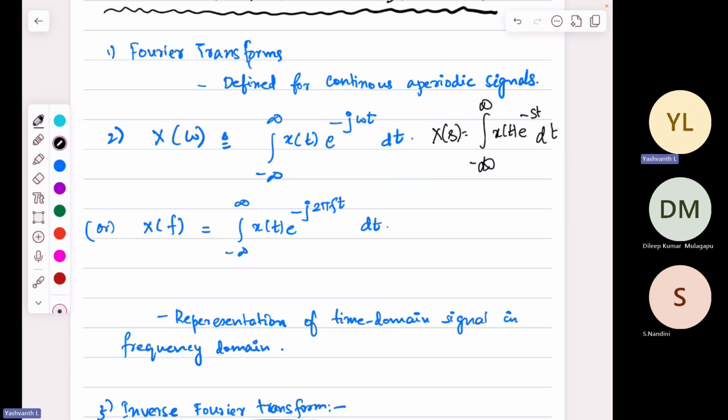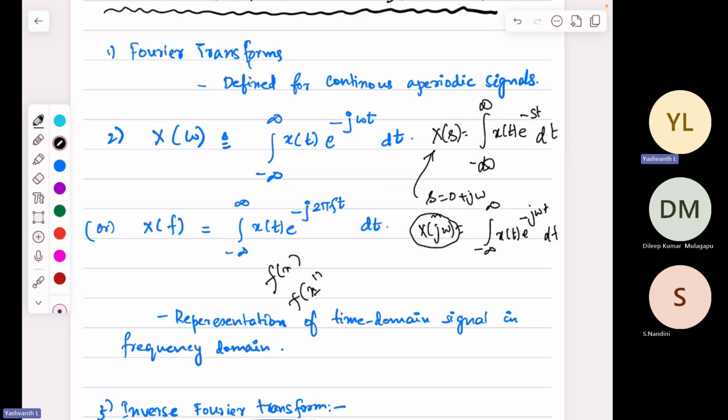Now let me put s equal to 0 plus j omega. Then the right hand side is nothing but X of j omega equal to the integral from minus infinity to plus infinity of x of t into e power minus j omega t dt. Of course, the left hand side is just a function; you can denote it however you want. This is a dummy variable, so you can again call this X of omega. No problem. What matters is the value. The value is exactly the same as the definition of your Fourier transform.